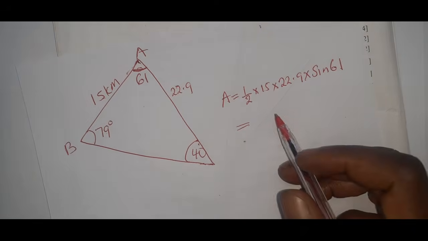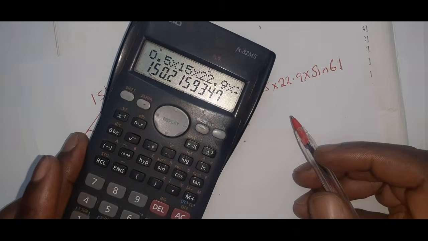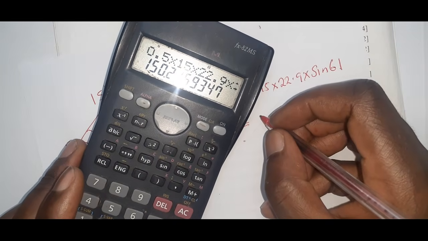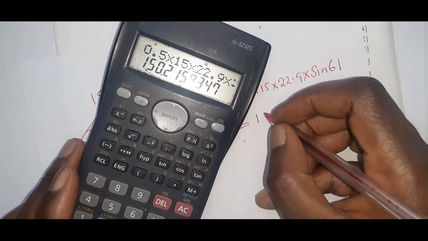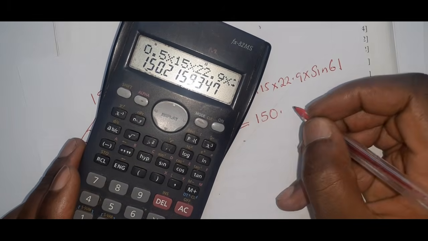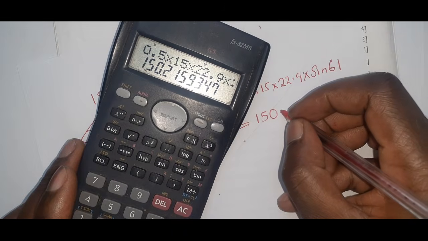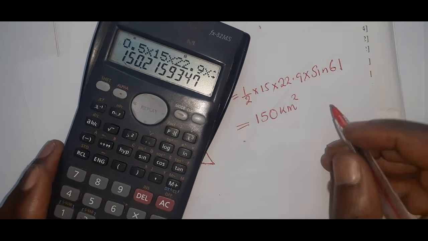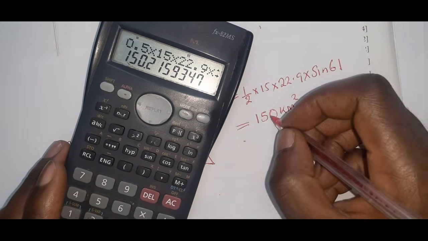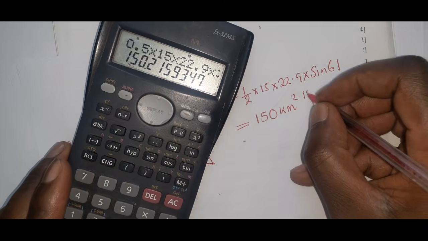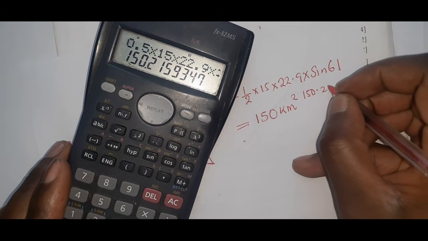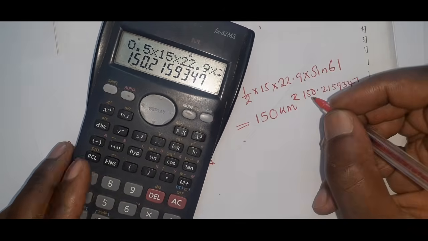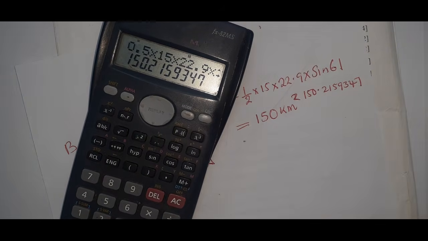When we punch this on the calculator, this is what we're going to have. So we can round off to 3 significant figures. At this point, this is kilometer squared. But it's even best sometimes, before you come to this one, you write it in full as it appears here: 2159347. Okay, let's move on to the other part.